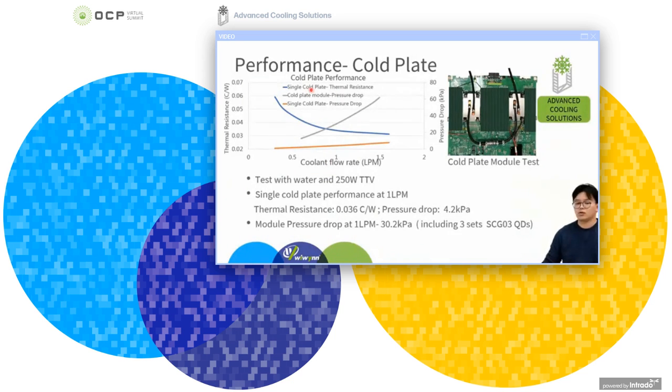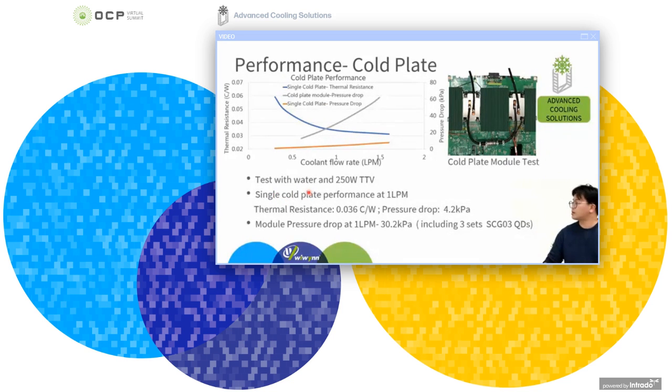Next, we want to talk about the cold plate performance. We did a single cold plate performance test with the 250 watt TTV, using water as a coolant. At 1 LPM, the current thermal resistance can reach 0.036 and the pressure drop is 4.2 kPa.